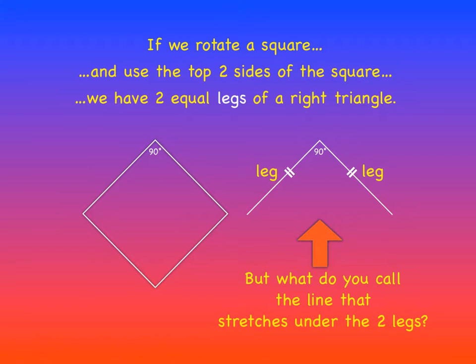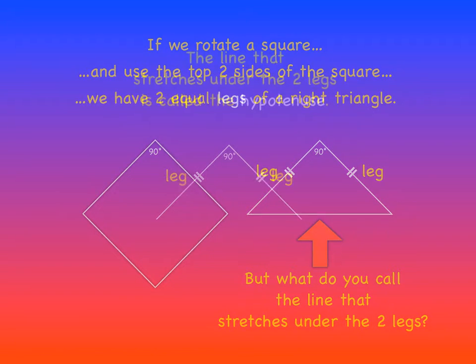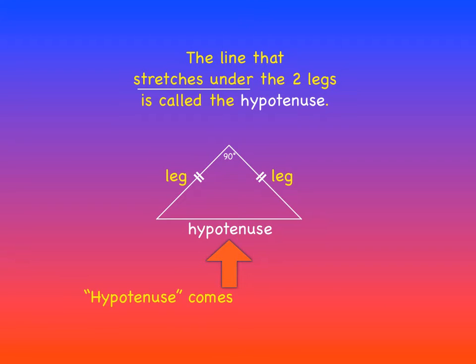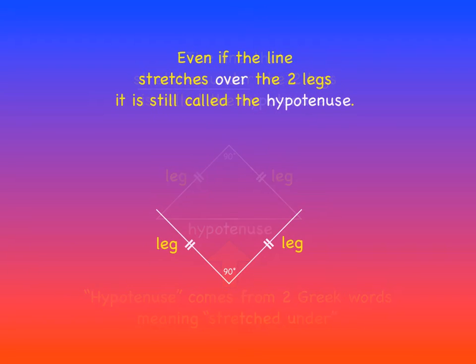But what do you call the line that stretches under the two legs? The line that stretches under the two legs is called the hypotenuse. Hypotenuse comes from two Greek words meaning stretched under. Even if the line stretches over the two legs, it is still called the hypotenuse.